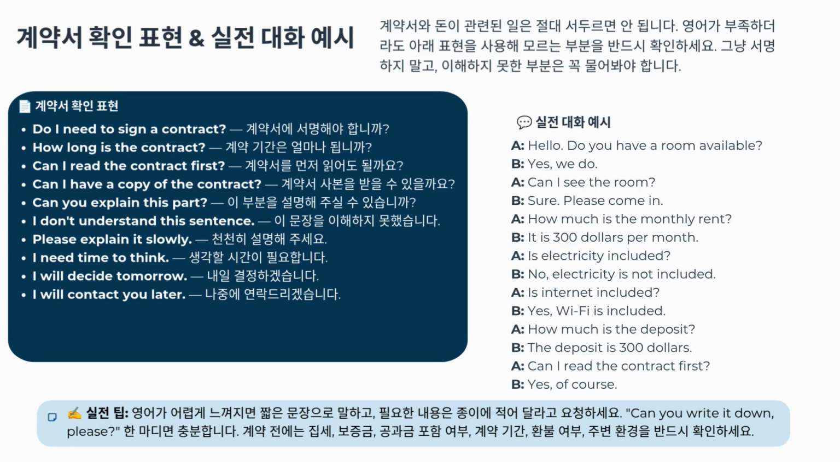Is electricity included? No, electricity is not included. Is internet included? Yes, Wi-Fi is included. How much is the deposit? The deposit is $300. Can I read the contract first? Yes, of course. Keep a copy of every signed document.